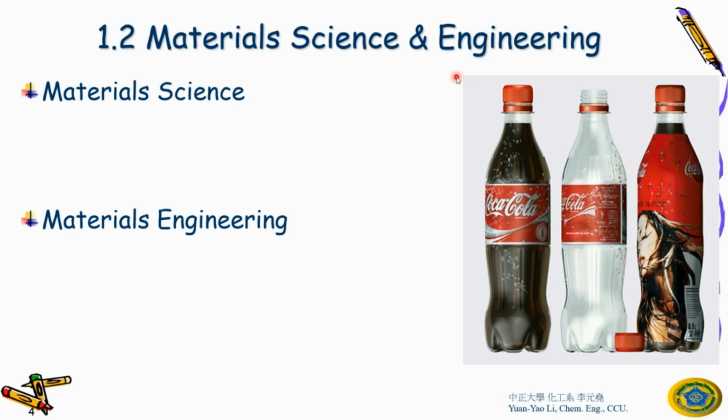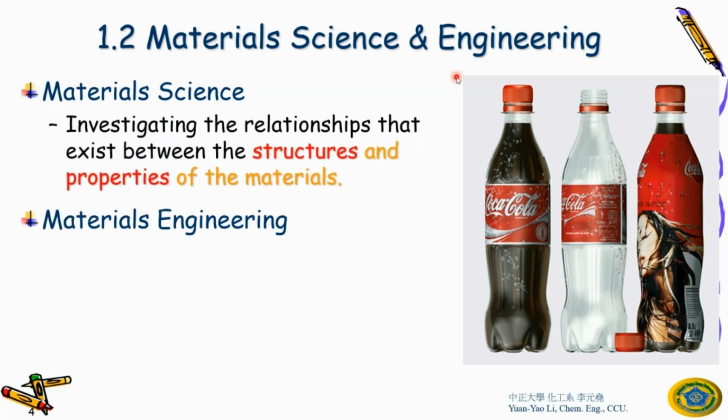So what's material science? Material science is investigating the relationship that exists between the structures and the properties of materials. I want you to remember this: when you think of a material, you take a look inside the material, and you find the different structures inside it, and you need to think what kind of properties this structure has. This is called material science.